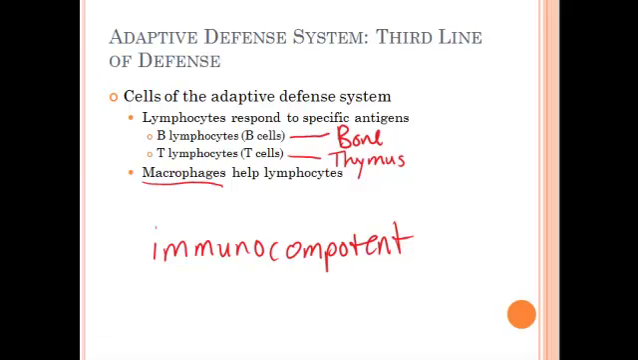This is just as the cells are maturing. B cells become immunocompetent in the bone. T cells become immunocompetent in the thymus. So now you know the two types of lymphocytes, the B cells and the T cells. The B cells are a part of the humoral response, which is a different part of the adaptive defense system than the T cells. The humoral response is carried out in the fluids of the blood, dealing with antibodies. The T cells are part of what we call the cell-mediated immune response.